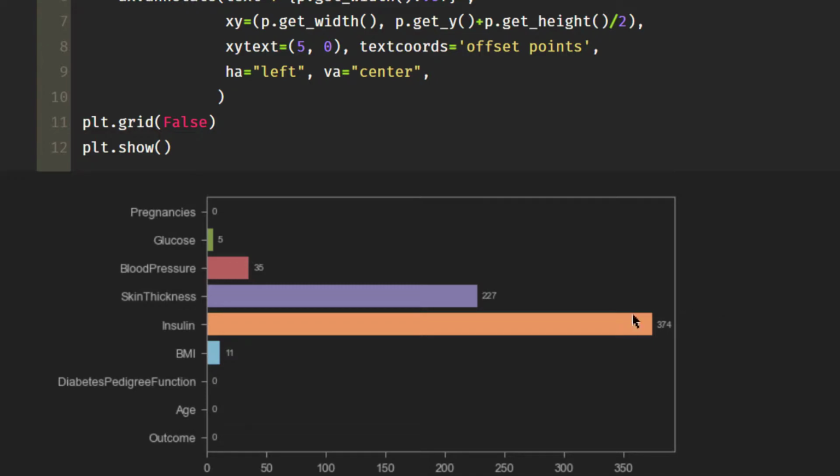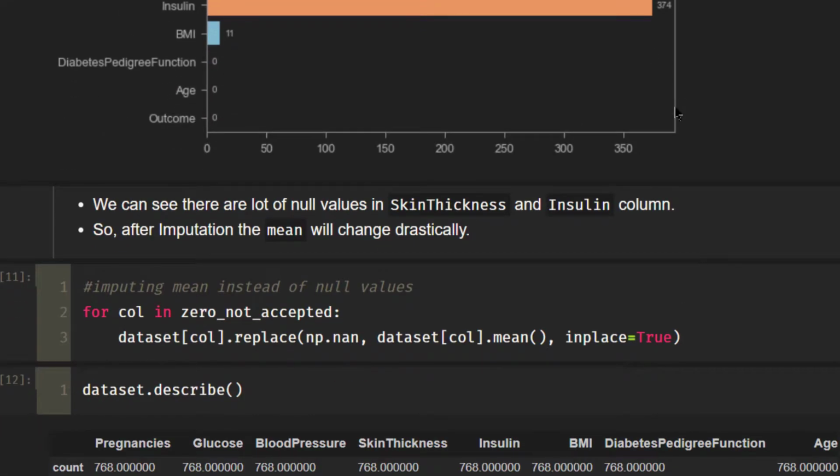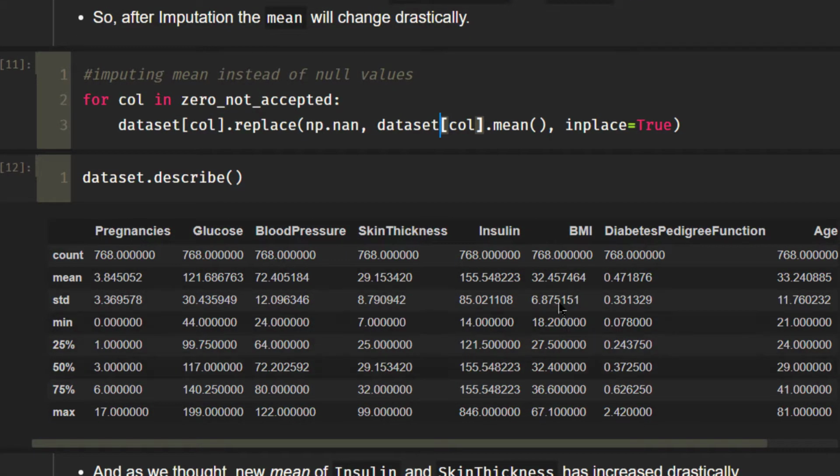Now, it turns out that as more than half of the insulin column has 0 or null values, the insulin's mean will increase. So I'll simply replace all of the null values with the mean. This is what's happened, and insulin's mean has increased. It's 155, and earlier it was around 79, so it has almost doubled.